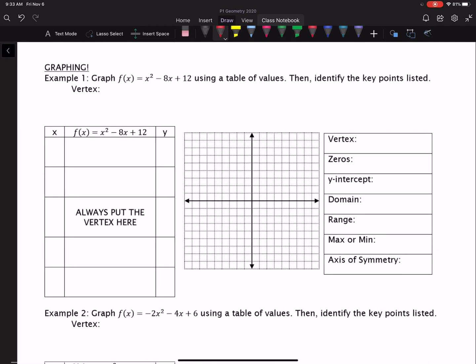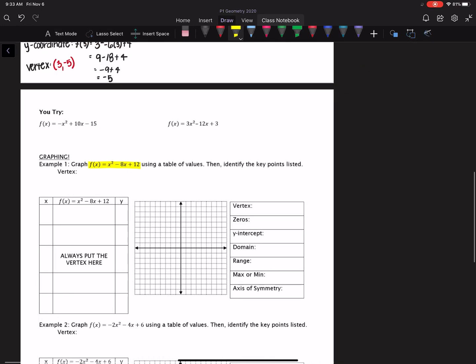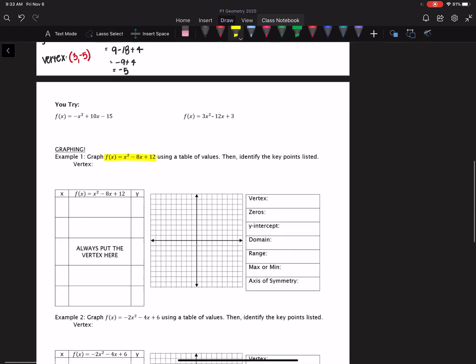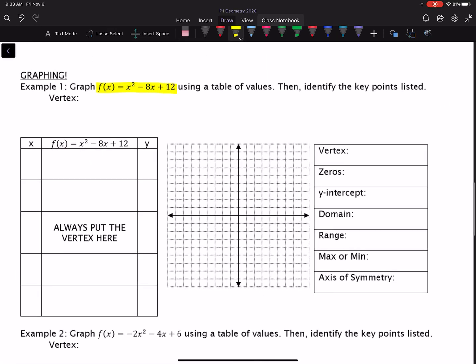All right, the last example that we're going to look at is graphing the parabola given the standard form of that function. We're going to continue with the example that we used for finding the vertex in the chart. I have x squared minus 8x plus 12. We already calculated that vertex on page 1 of the notes, so I'm just going to make a note that the work is on page 1.